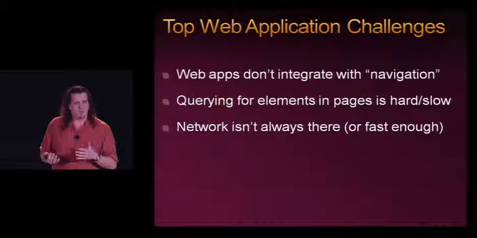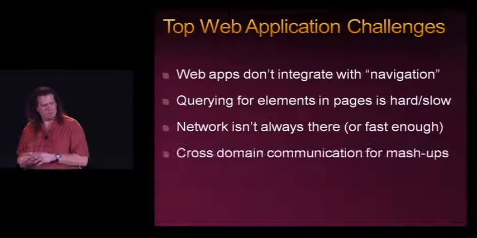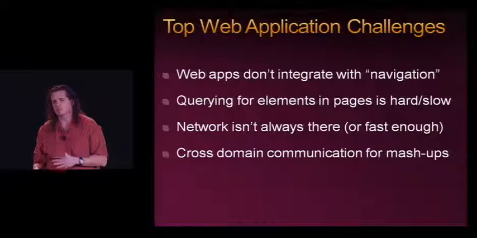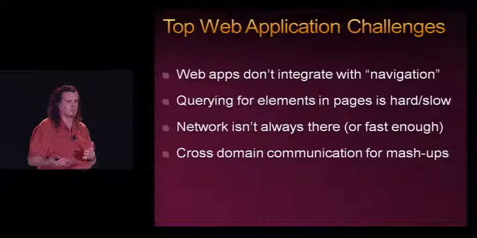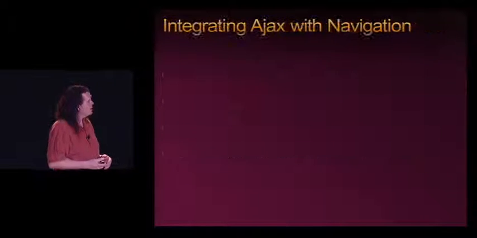The network not always being there. Like transient network has a couple of things that it drove for us. And then cross-domain communication for mashups. Most mashups, obviously, are mashing up data from different domains. They need to be able to communicate.